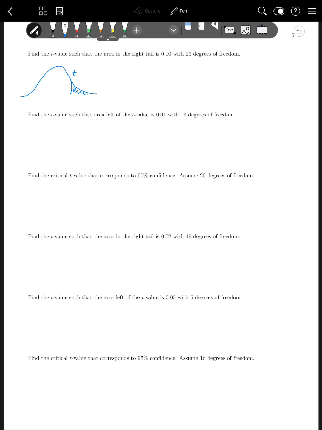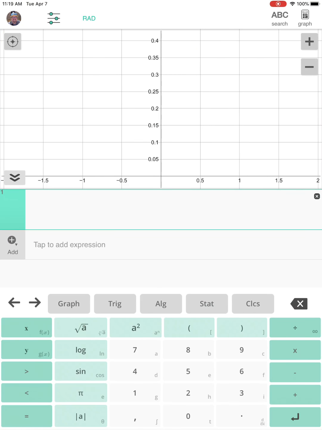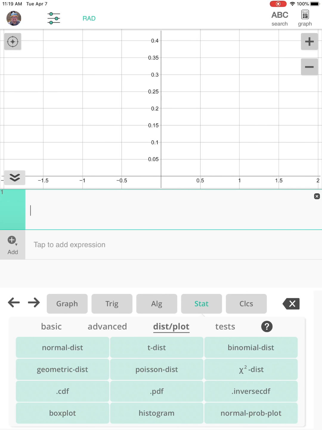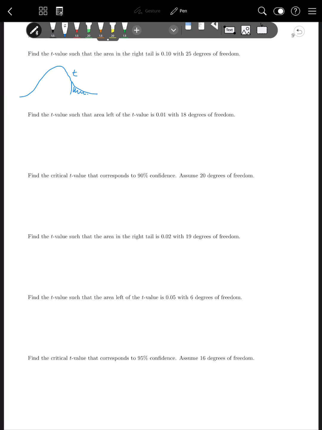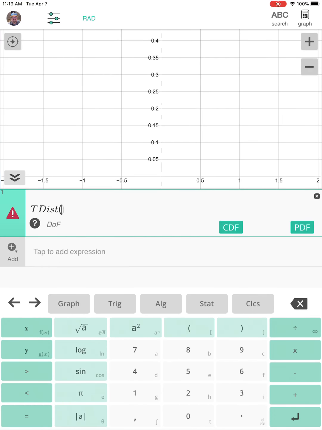So we can find these t values using our graphing calculators. So if we look at this first example, what this is saying is we've got a t distribution, so that looks a lot like a normal curve. And we want to find the t value such that the area in the right tail is 0.1. Okay, so we could give that a try. So first of all, we'd expect that to be a positive number.